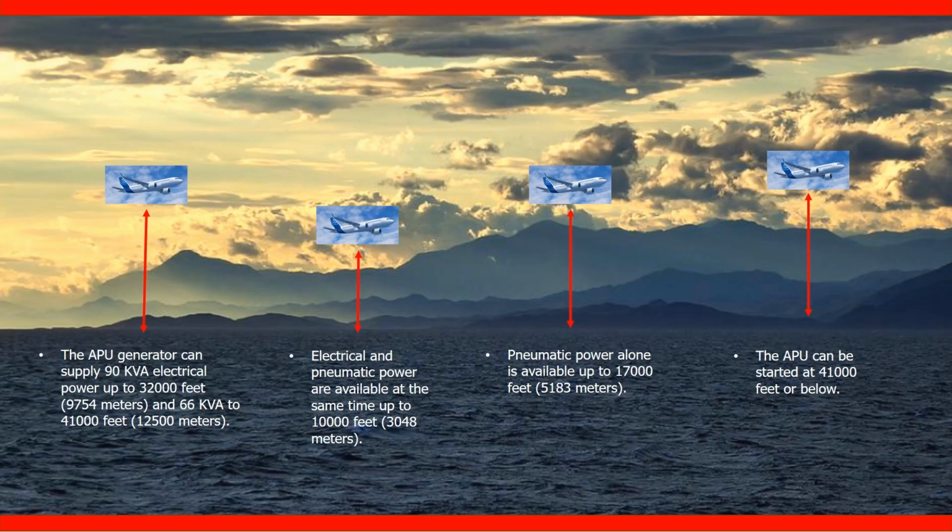The APU generator can supply 90 kVA electrical power up to 32,000 feet and 66 kVA to 41,000 feet. Electrical and pneumatic power are available at the same time up to 10,000 feet. Pneumatic power alone is available up to 17,000 feet. The APU can be started at 41,000 feet or below.